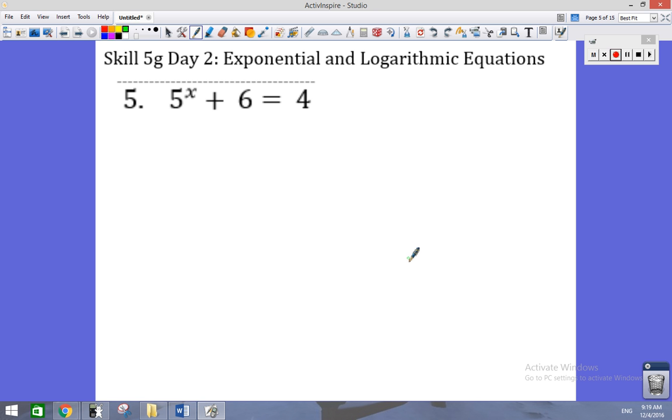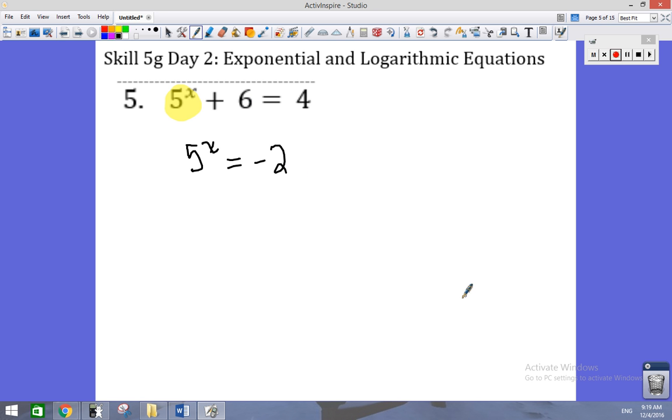So here we have an exponential equation. On the left-hand side, I have 2 terms. The term that has my variable, the term I'm interested in, is this first term. So the inverse of adding 6 is to subtract 6. That's what we'll do to both sides of this equation. And 5 to the x, if I subtract 6, 4 minus 6 is a negative 2.